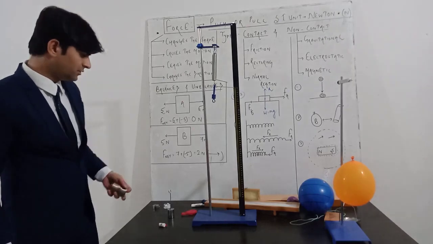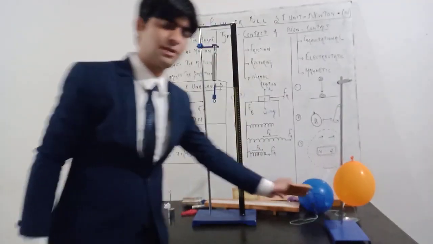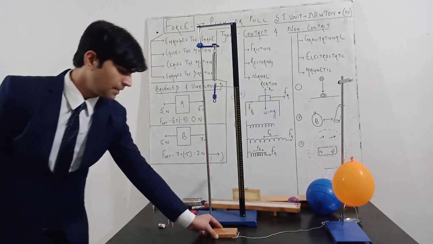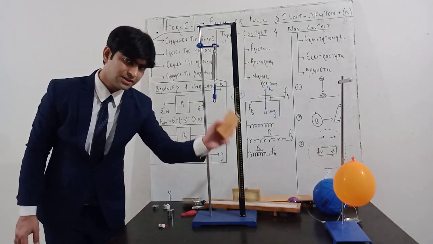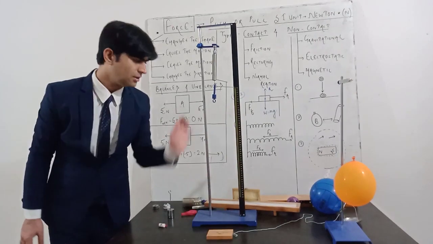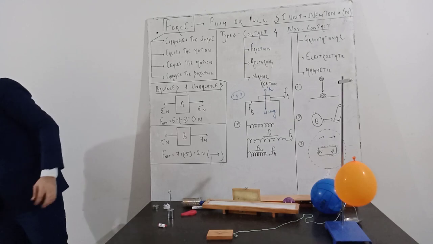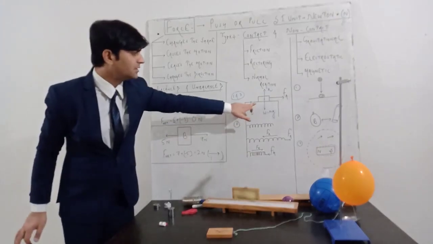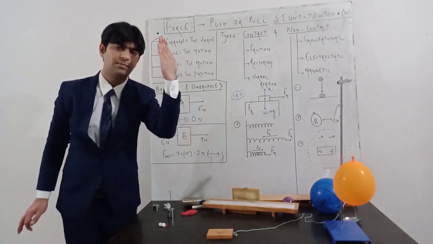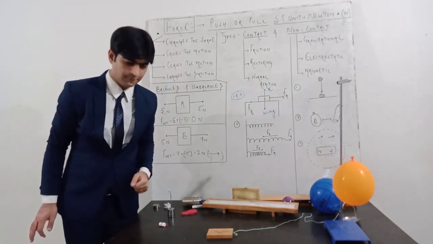Next is the normal reaction. The normal reaction is the force which acts on a body in a perpendicular direction. Suppose this is the block which I am keeping here. When this block is kept over the surface, the weight of this block will act vertically downward, which is shown by the blue arrow in the diagram. You can see here W equals mg. To balance this weight, one force acts perpendicularly upward by the surface, and that surface force is called normal reaction.